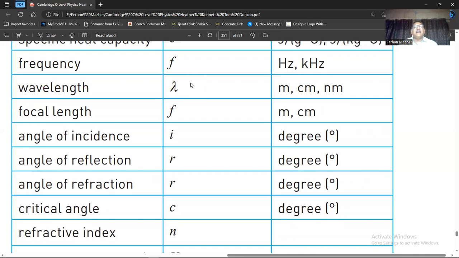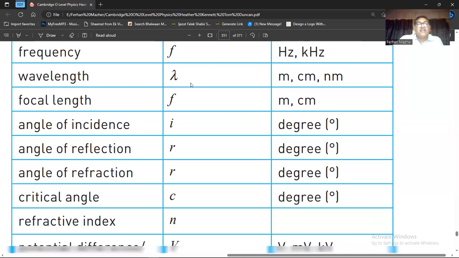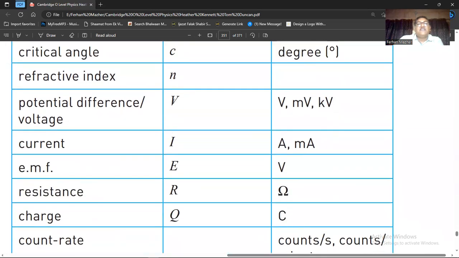Angle of incidence, i, is measured in degrees, and angle of reflection, r, is measured in degrees. Angle of refraction is also represented with the small r, and its unit is degree. Critical angle is represented with the small c, and its unit is degree. Refractive index is represented with the small n, and because it's a ratio, it does not have any units.